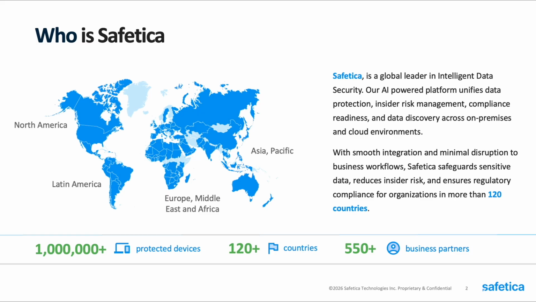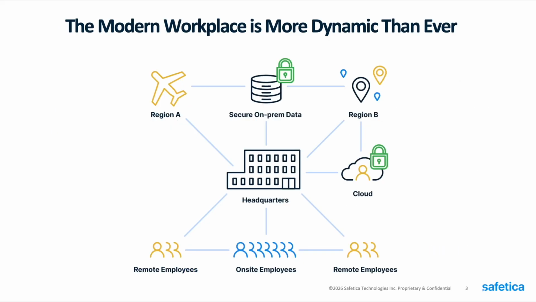And as you can see on this map here, all of the dark blue areas are where we are deployed. So we've got clients all across the globe. We're operating in 120 plus countries, covering 1 million plus devices, and we also have about 550 business partners, again, all across the world, helping organizations to secure their sensitive data, reduce insider risks, and ensure regulatory compliance. So now we got that out of the way, let's talk about the modern workspace.